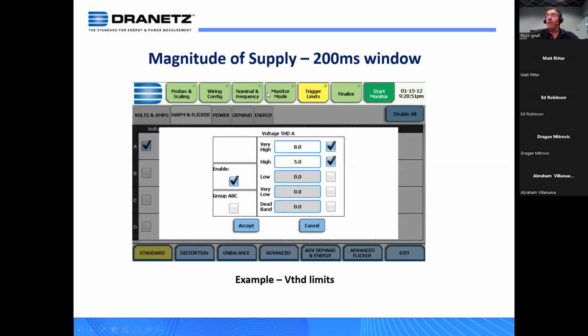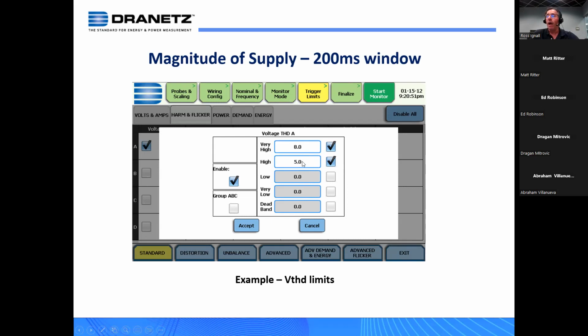So how do you set up anything that's based upon the magnitude of supply? Typically that's THD, VTHD, ITHD. Well, usually that's just a high limit, and you can ignore the very high limit here. The Dranitz meters for these types of what we call journal events have high and low limits and very high and very low limits. So consider this kind of a yellow area if you're going to use all four of them.